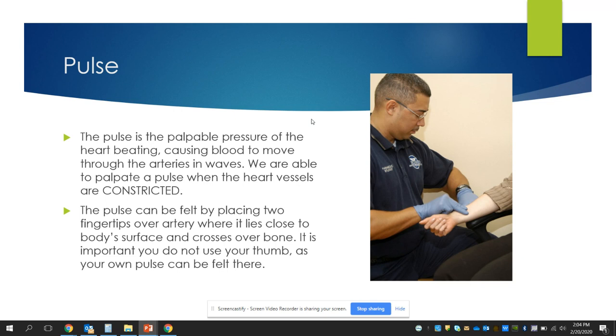So first, let's talk about the pulse. The pulse is the palpable pressure of the heart beating when the vessels are constricted, and we can feel this by placing two fingertips over an artery where it lies close to a bone or over a bone close to the body's surface. So we should never use your thumb because you can hear your own pulse or feel your own pulse in that. So we're usually going to use our index and middle finger to be able to assess a pulse.